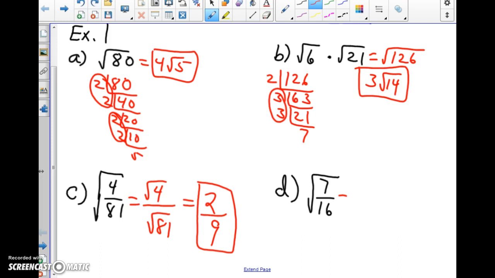The square root of 7 over the square root of 16, right. Now, what's the square root of 16? 4. Here we go. What's the square root of 7? Very good. It's a prime number. So it's the square root of 7, right? Makes sense? There you go. That's the answer. 4 over square root of 7, right? That's it.